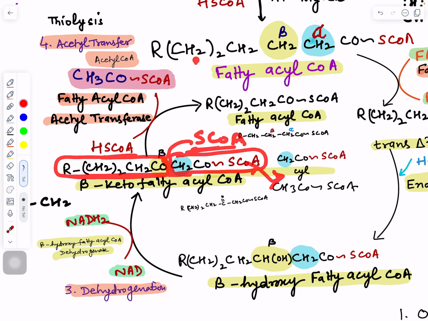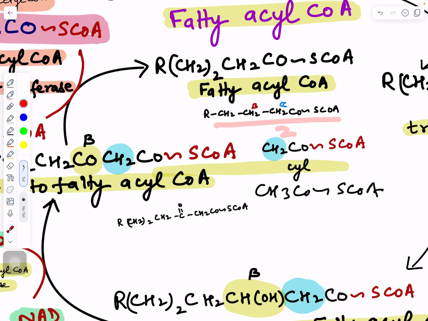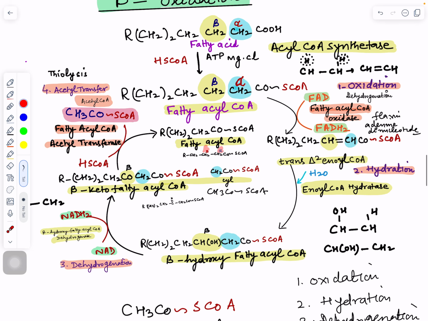Now this has become 2 carbon less in length. So now again this will be the alpha position and this will be the beta position. And the whole cycle will be repeated like we have done all the reactions. So after 14 carbon, whatever length we started from, whether we started from 12, 14, or 16, it will go on becoming 2 less: 10, 12 and 14, right? So ultimately we'll get fatty acyl coenzyme A, right?